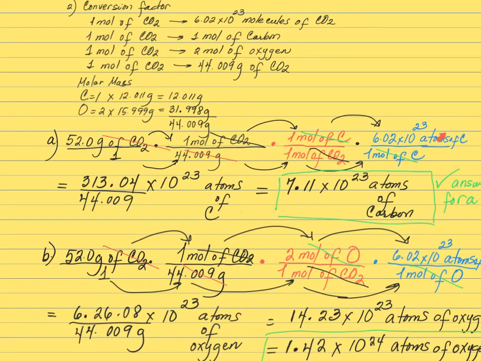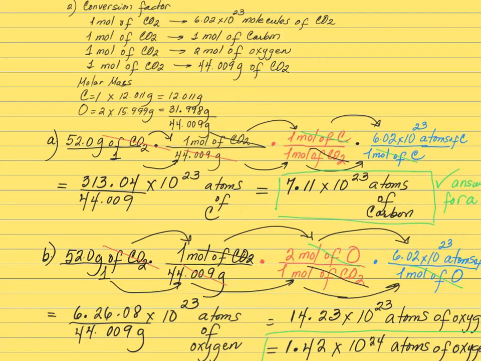I was multiplying all the denominators. Do not forget about your power of 10. I have that over there. I was multiplying all the denominators, putting that over there, and then I was dividing. And you have to express that with the correct amount of significant figures. 7.11 times 10 to the 23rd atoms of carbon. And that's the answer for letter A.